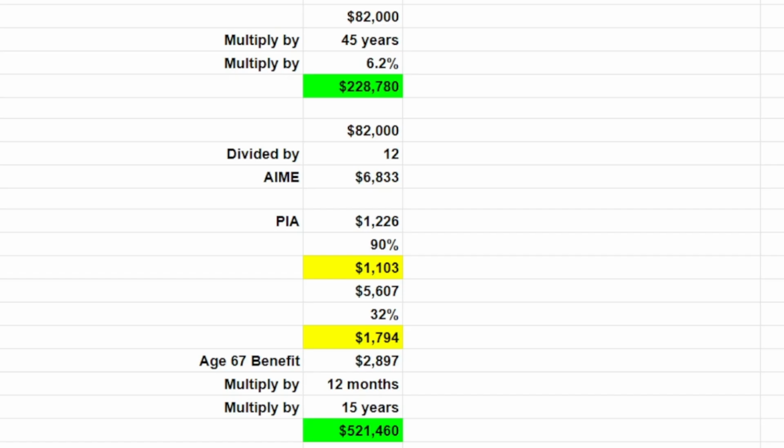For the next $5,607 out of the $6,833, the benefit is calculated at 32% of that, which is $1,794. The age 67 benefit is those numbers combined, which is $2,897. We multiply that by 12 months, then by 15 years, going with my assumption, resulting in $521,460 in Social Security income. Again, this is in today's dollars.